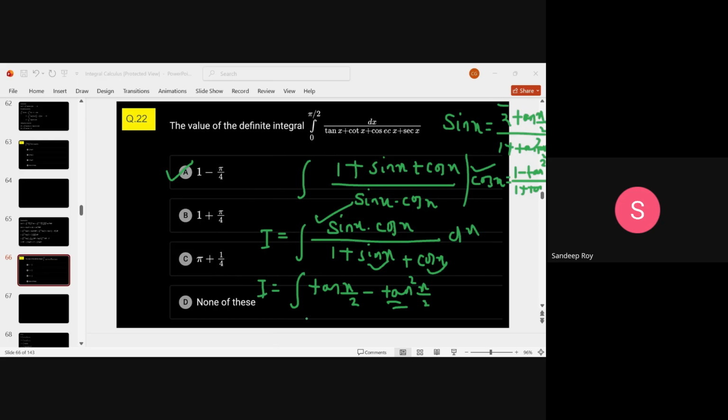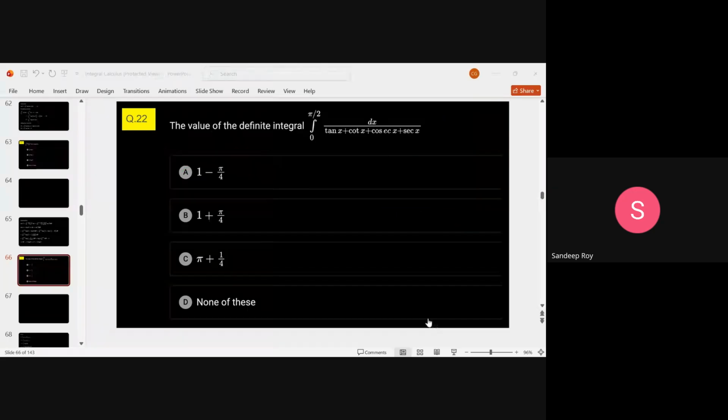Because the options are given in a different way, right? Pi by 4 and 1 form given. Approximately which option is matching, you can check. Could you show it? I think the solution is there on the next page. Yes, solutions are there. Let me check once. One minute.